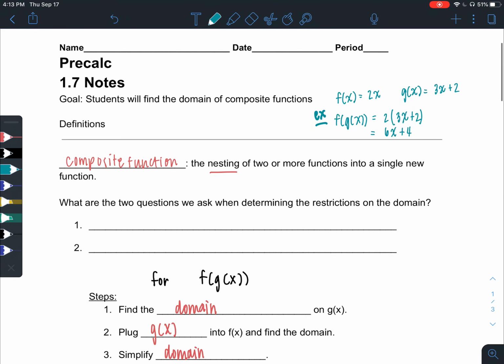Now, we do ask ourselves two questions when we are determining the restrictions on the domain, which is what we are focusing on today. Go ahead and answer, what are those two questions? You should have put, is there a fraction, and is there an even root?